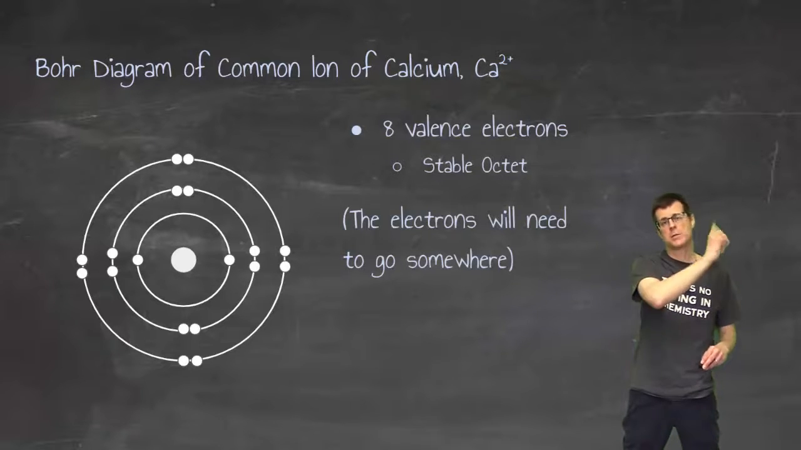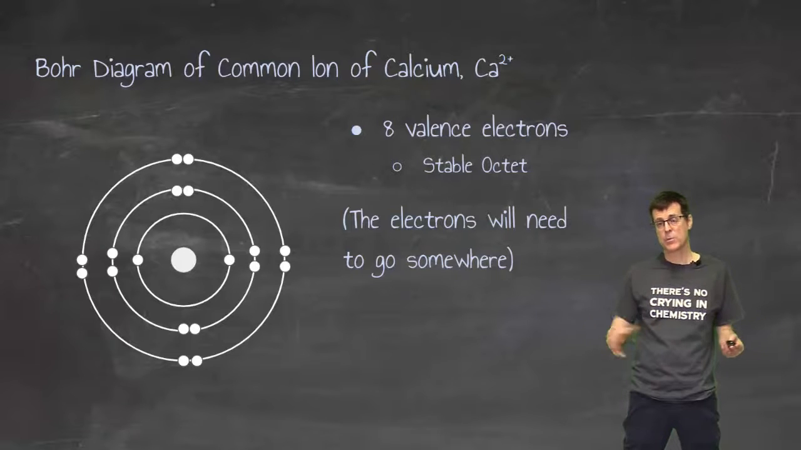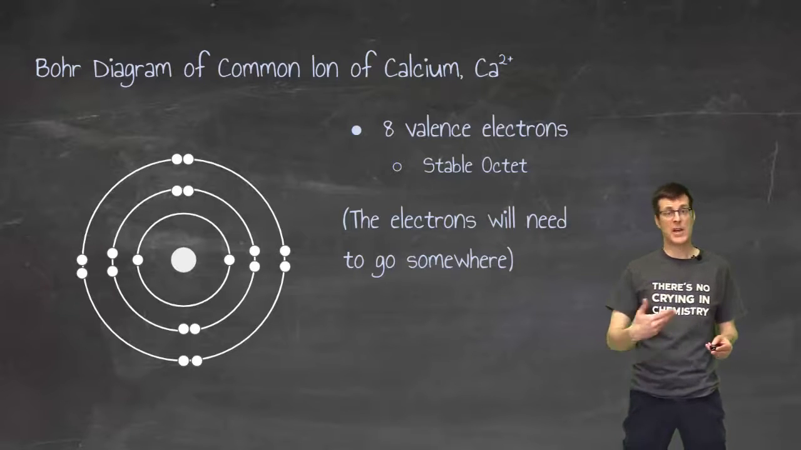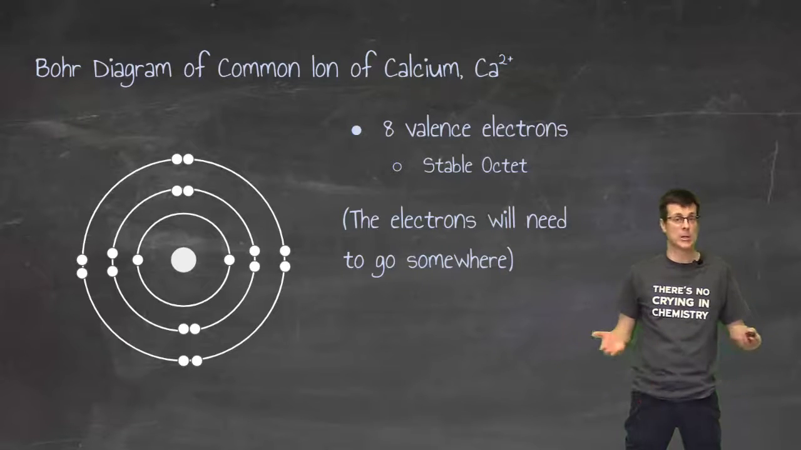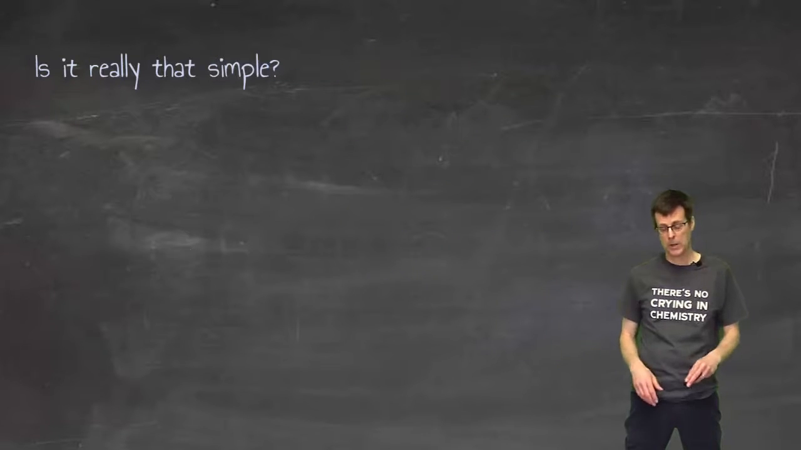Now, similar to sulfur, where the electrons had to come from somewhere, if calcium is going to lose electrons, they have to go somewhere. They can't just go off into the ether or disappear magically. They do have to go somewhere.